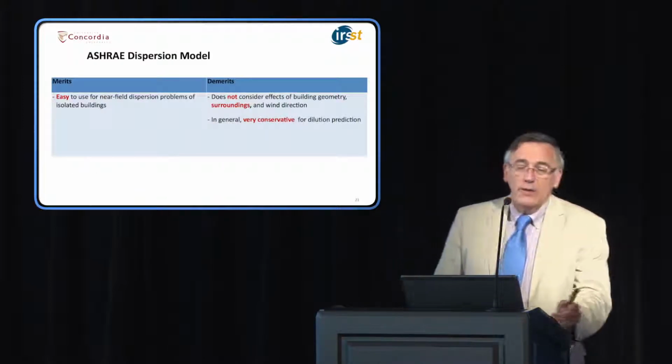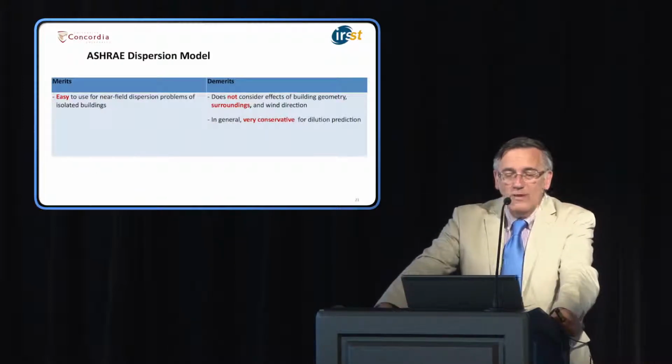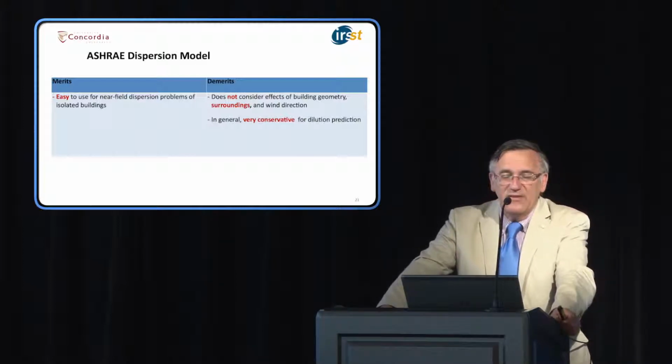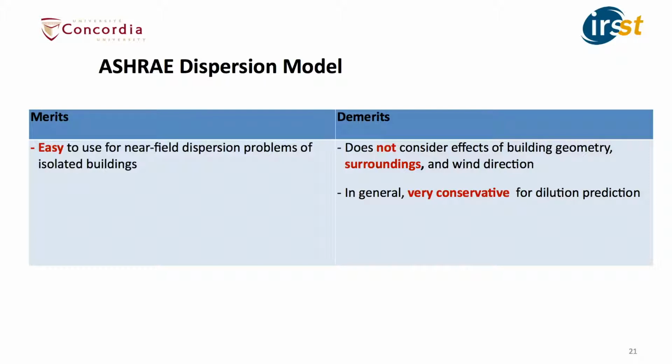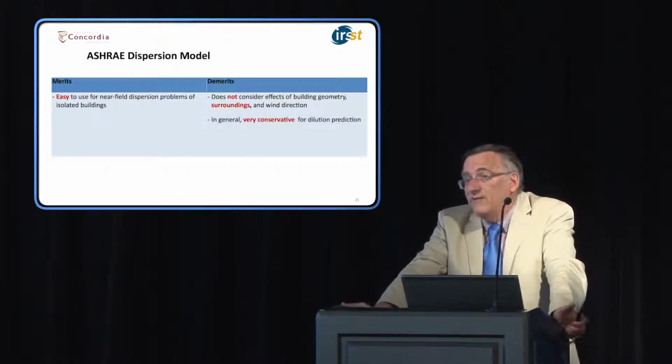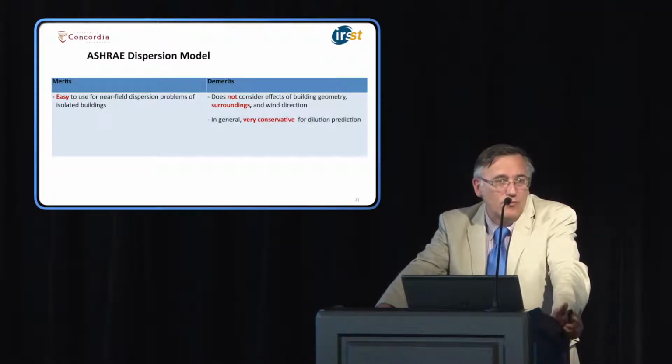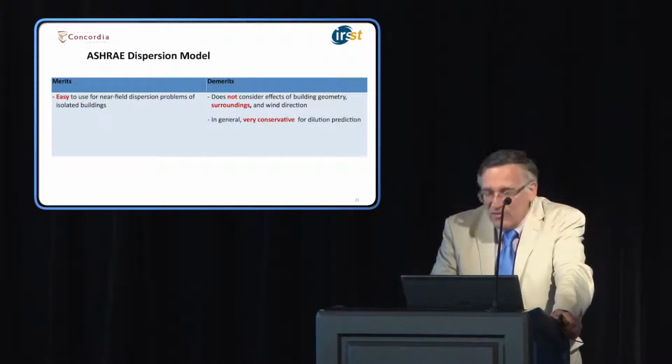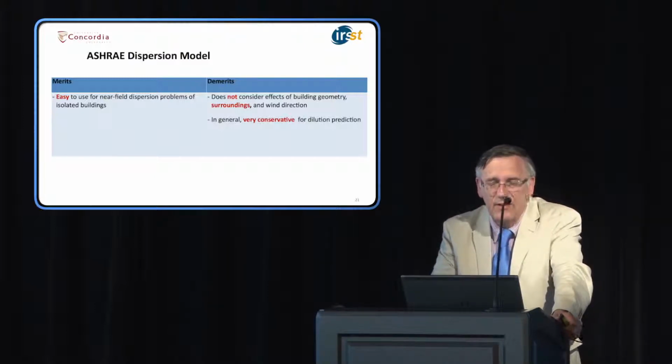So going back to the ARSST dispersion models, what are the merits, what are the demerits, what are the advantages, what are the disadvantages? Well, the advantage is that they're easy to use for near-field dispersion problems of isolated buildings. The disadvantage is that they do not consider effects of building geometry, just you have one equation for any building, surroundings, which is very important, wind direction, which also could be extremely important. But in general, and that's the way they should be, they are very conservative for dilution prediction. Now, the problem here is this very conservative. Any model should be conservative when it's going to be used for practice. To be very conservative, of course, that gets uneconomical sometimes, and I think that's one problem.